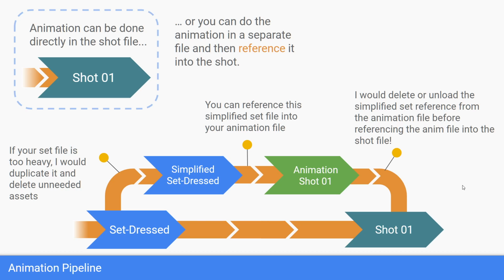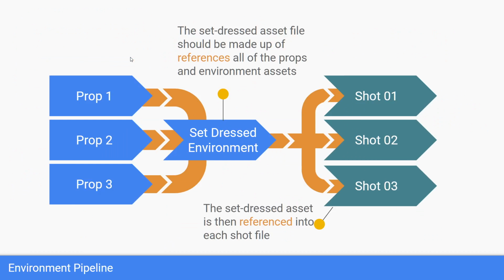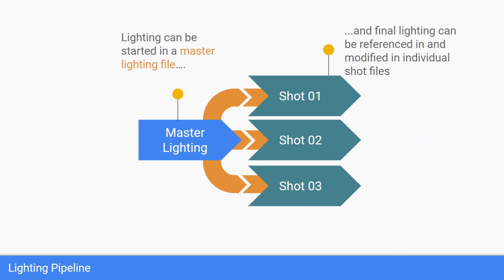The animation pipeline looks something like this. This is my recommendation again: you can do your animation in the actual shot files, right? So we're bringing our character, our environment, and our lighting into the shot file, and we can do the animation straight in that shot file. But that's a lot of information coming into the shot file. Especially if you're on a laptop, that can be very, very slow, and it can be really hard to do animation in such a heavy file.